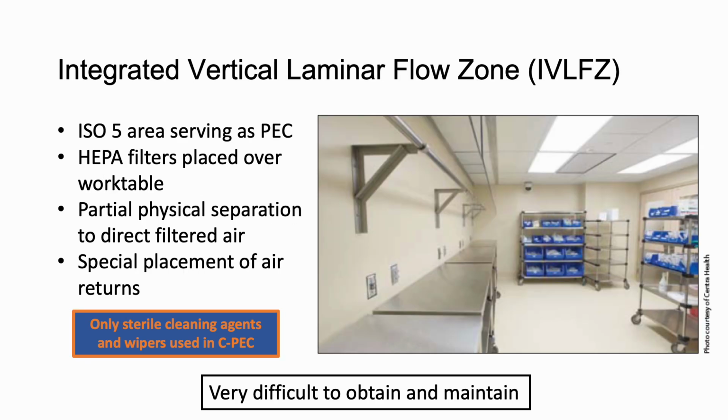There's also what is known as an integrated vertical laminar flow zone, or IVLFZ. These are essentially ISO 5 areas serving as a PEC. They're HEPA filters that are placed over some sort of table or work surface, and there's some sort of physical partition that helps direct and force air downward. Now, these types of rooms are very difficult to obtain and very difficult to maintain. They're not very ideal.